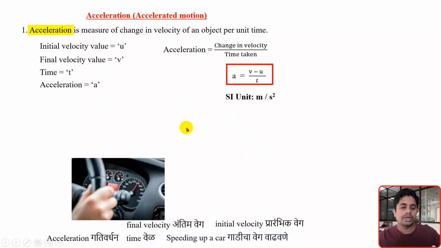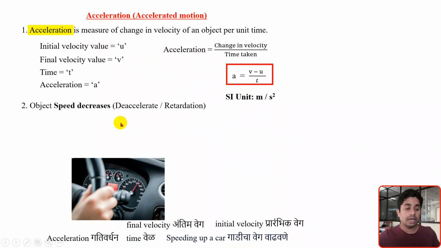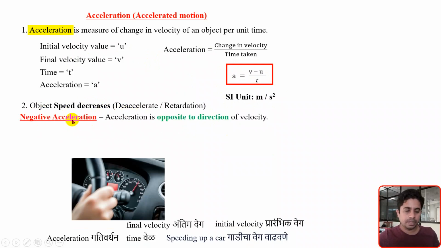Last video we said that acceleration has happened when the object's speed increased. But when the object's speed decreases, we say the body has retarded or decelerated. One more term is negative acceleration. There we discussed positive acceleration. Here we will discuss negative acceleration, for this retardation or decrease in speed.